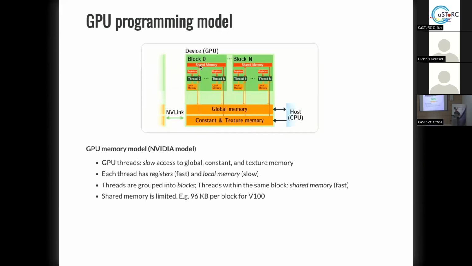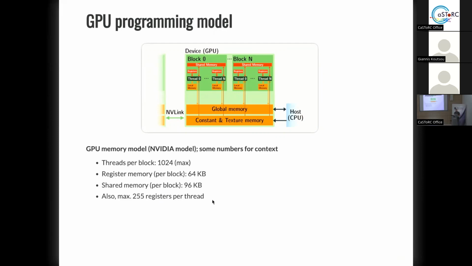This fast memory, which is called shared memory, is quite small, usually limited to about 96 kilobytes for a group of about 1,000 threads. But as I said, we won't really be concerned with this kind of memory here.